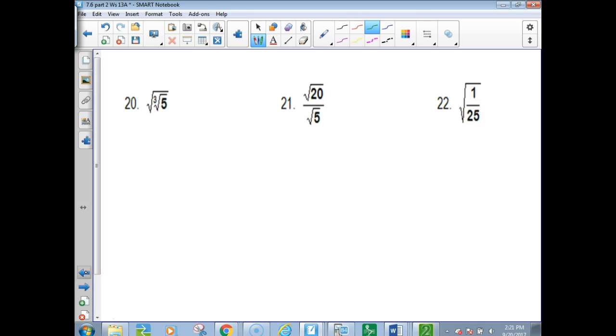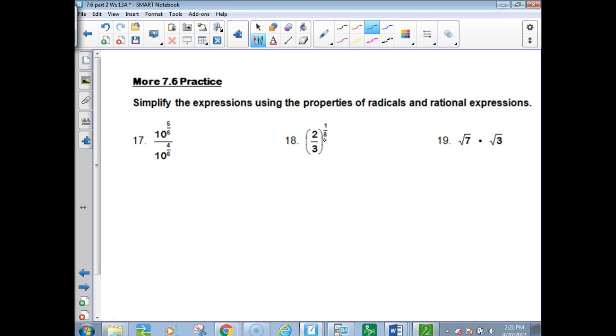I have a question on 18 on this paper. Oh, you don't have much to do on that. It just says simplify expressions using the properties of radicals and rational expressions. You can't go really far with this. All I want you to do is apply it to both the top and the bottom, and that's really it. Unless you wrote the 8th root of 2 over the 8th root of 3. Yep, that's all you can do for that one.